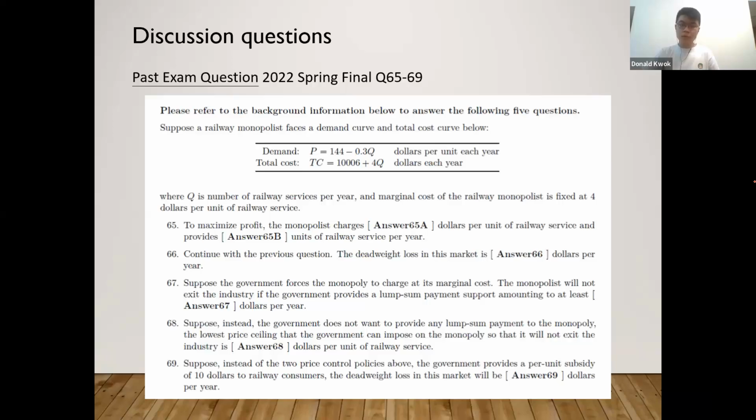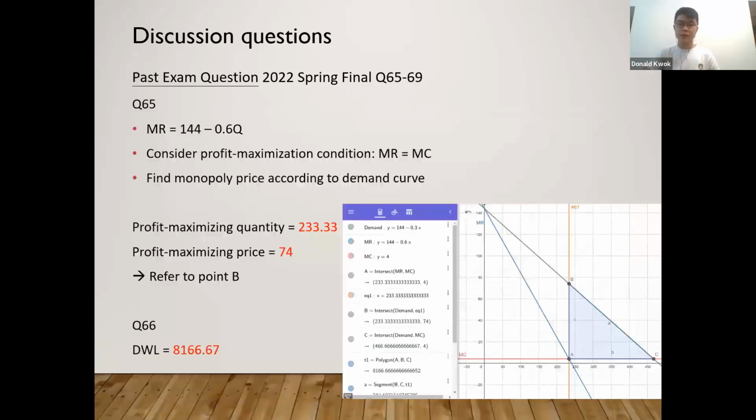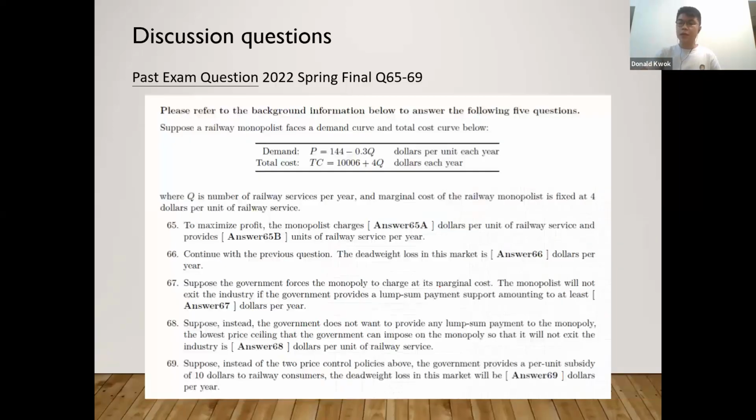All right, so for question 65 and 66, we need to find the profit maximizing quantity, profit maximizing price, and the deadweight loss in this monopoly market. So again, already repeated a few times, we just follow the 4 universal steps, and then we are able to find out the profit maximizing point. So I just put the result here for your checking. I'm not going into too much detail, so just take the results as given here. What is more intriguing will be the remaining parts.